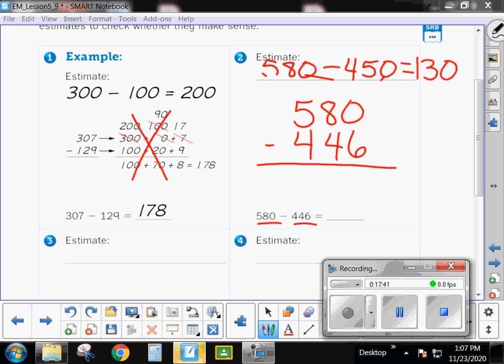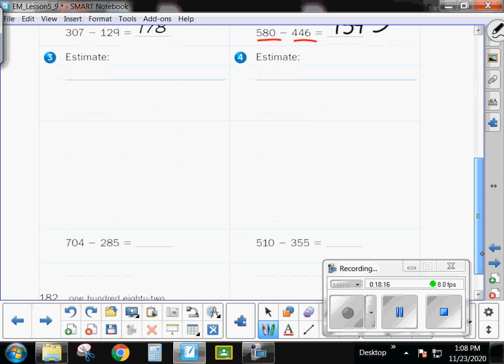Okay, so when I'm doing the old-fashioned algorithm, I'm checking each place value and making sure there's more on top. I see in the ones place there's not more on top, so I'll borrow from my tens place, make that a 7, bring over 10 and put it in front of my ones. So I have 10 minus 6, that's more on top. In my tens place, I have more on top. And in my hundreds place, I have more on top. Now I can subtract. 10 minus 6 is 4, 7 minus 4 is 3, 5 minus 4 is 1. So my answer is 134, which is really close to my estimate.